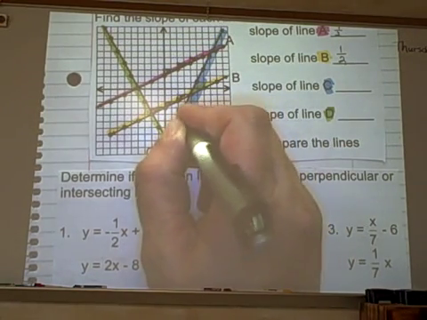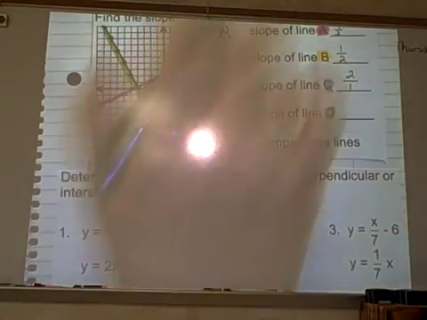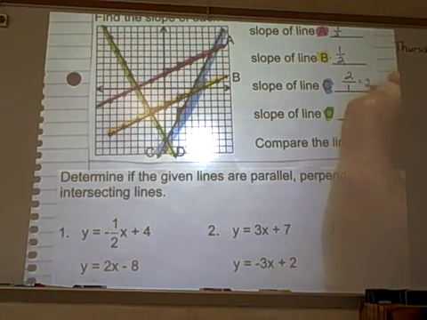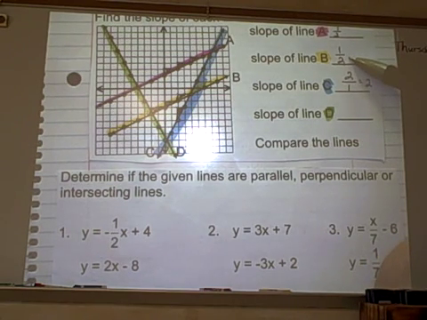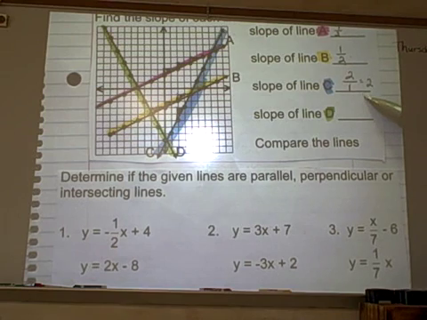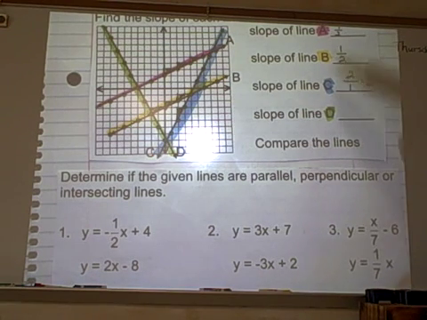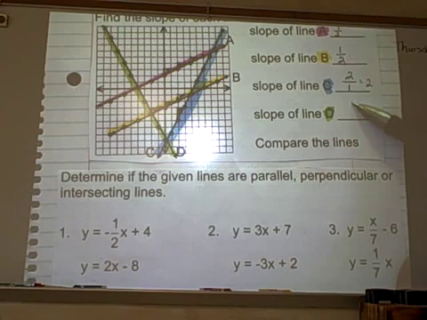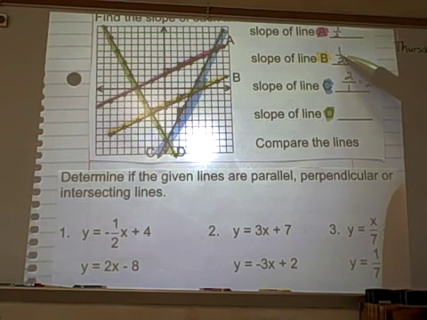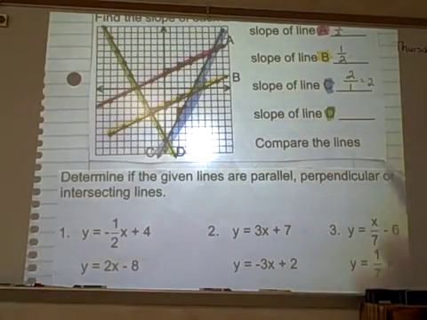You're going to go up 2 and over 1, and it's positive. So if you look at line A and B, because they match, so we'll just look at B. B is 1 over 2. C is 2 over 1. So I did flip it, but did I switch the sign? No, the sign stayed the same. So in order for them to be perpendicular, you have to both flip it and change the sign. So if C was a negative 2 over 1, then it would be perpendicular to B. But since it's not negative, it's not perpendicular, it just intersects it. It's just kind of a weird one that intersects.